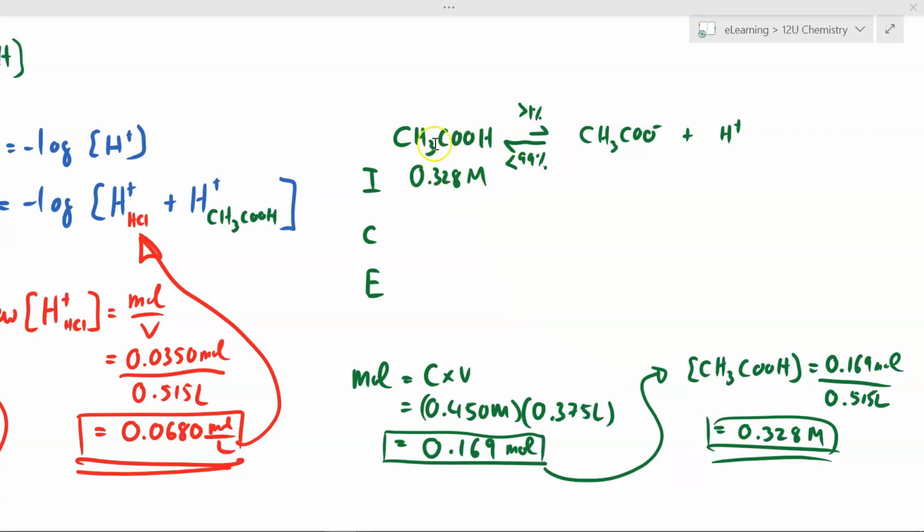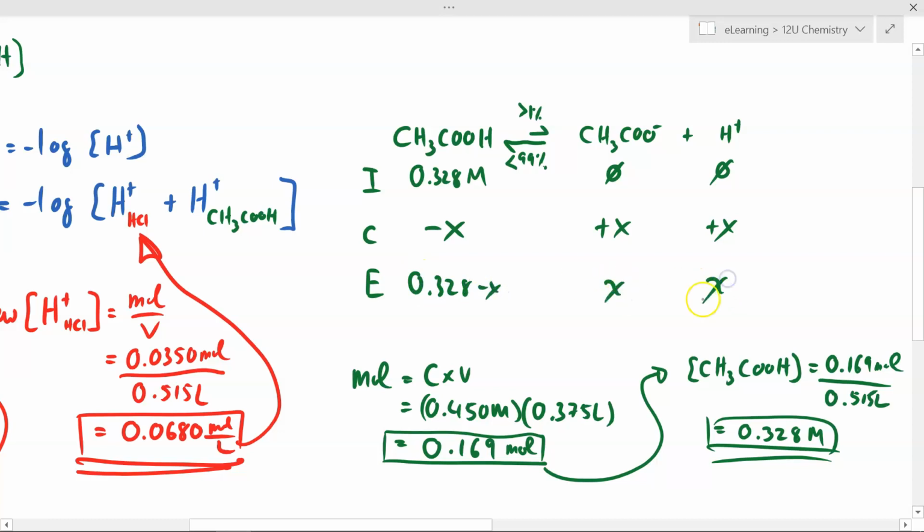Alright, so since the acetic acid hasn't had a chance to ionize yet, to break up into its ions, we're going to write down 0 and 0. Which means the reaction can't go in reverse because there's nothing here to react. So it must go forward, meaning this is going to be a minus x value. This will be a plus x, since it's a 1 to 1 to 1 ratio, so that's fine. And at the end, you'll have 0.328 minus x, x, and x.